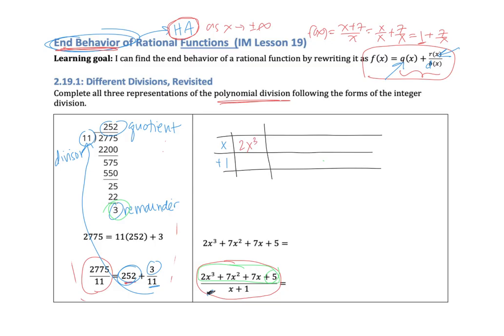So I'm putting in my 2x cubed, and now I'm going to say to myself, x times what will give me 2x cubed. So hopefully you're saying to yourself, oh, that's going to be 2x squared. And then 2x squared times x is 2x cubed, and 2x squared times 1 is going to give me 2x squared. Now I need my 2x squared and this other diagonal right here to add up to 7x squared, right? So what needs to be in its diagonal? Well, hopefully you're saying that needs to be a 5x squared. So 2x squared plus 5x squared gives me my 7x squared.